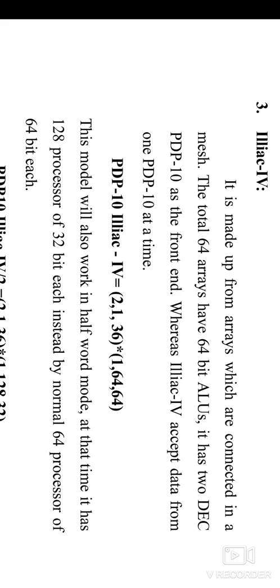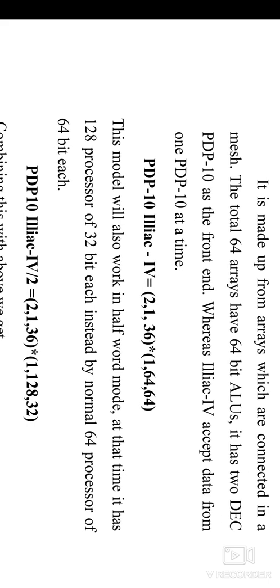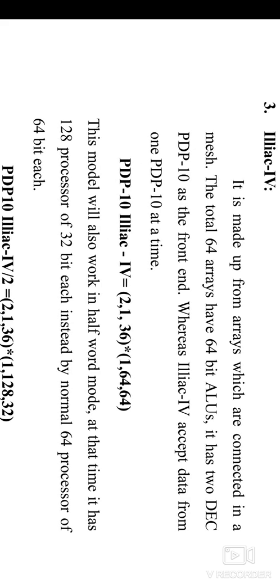Then the next we have Illiac 4. Illiac 4 is made up of arrays which are connected in a mesh. The total 64 arrays have 64-bit ALU. It has 2 DEC PDP 10 as the front end, whereas Illiac 4 accepts data from 1 PDP 10 at a time. So 2 processors are there, connected to 1 ALU, 64 to 64 bits.